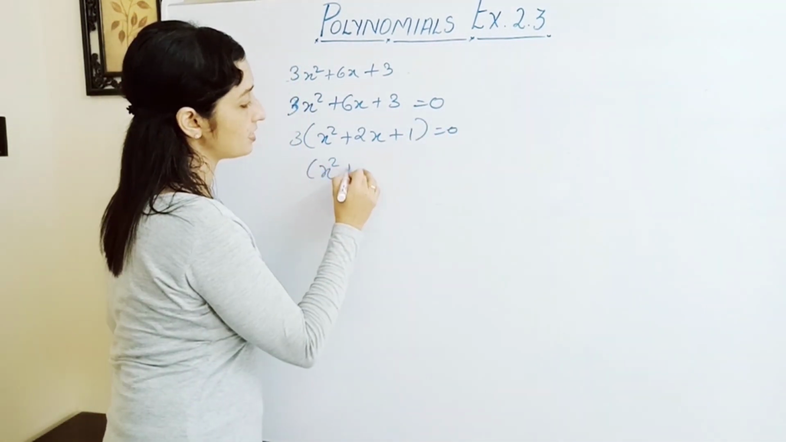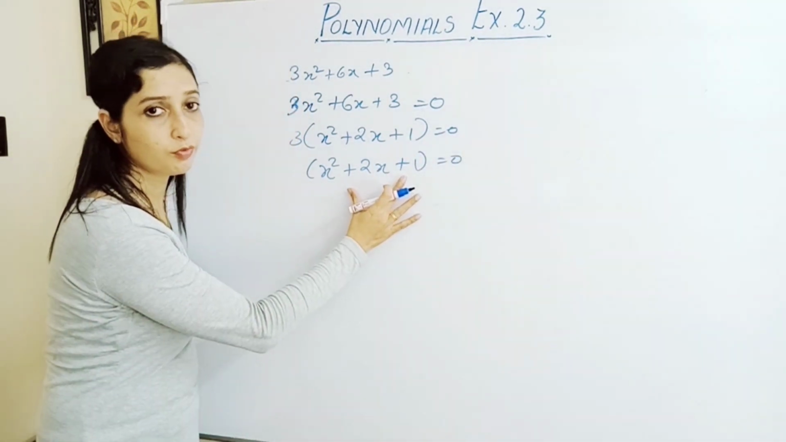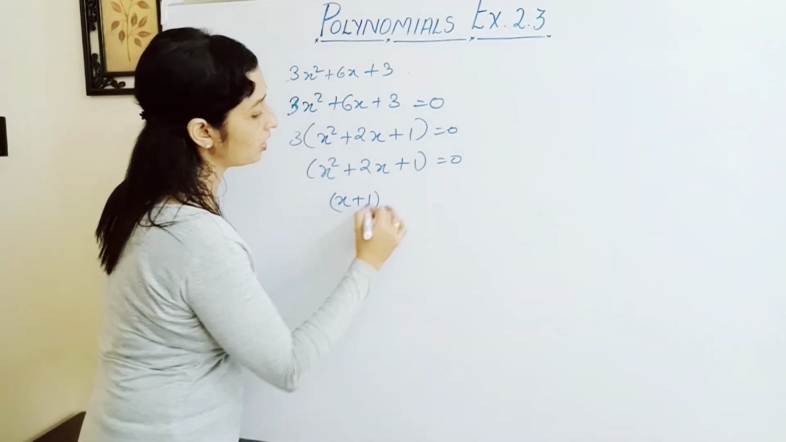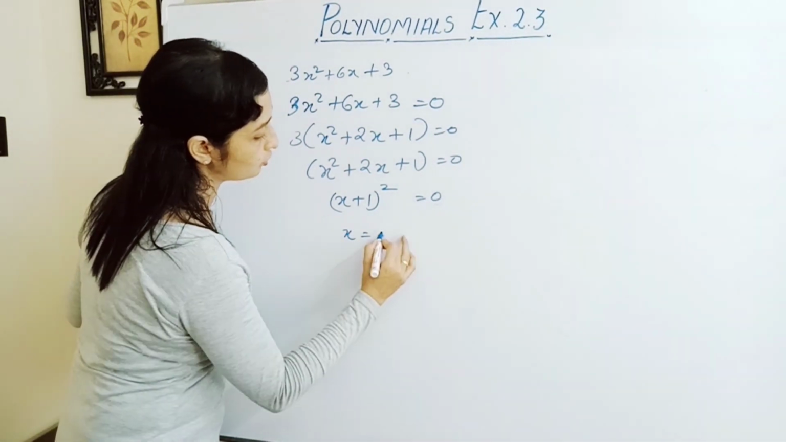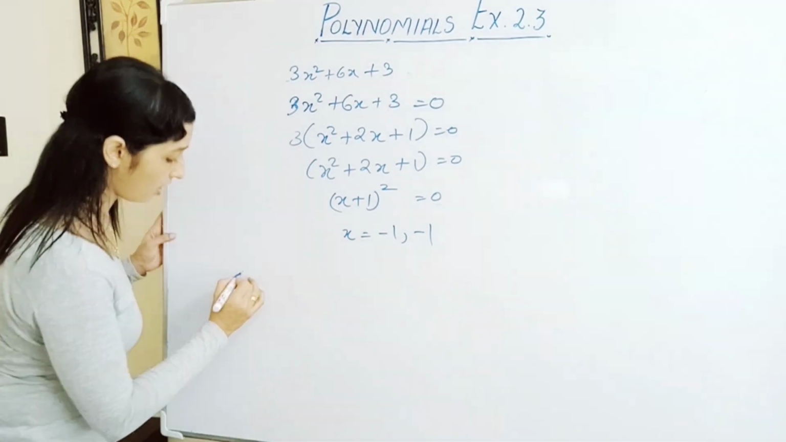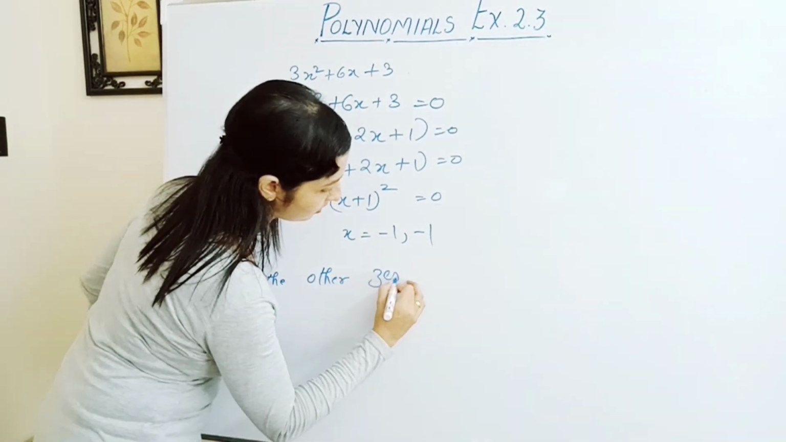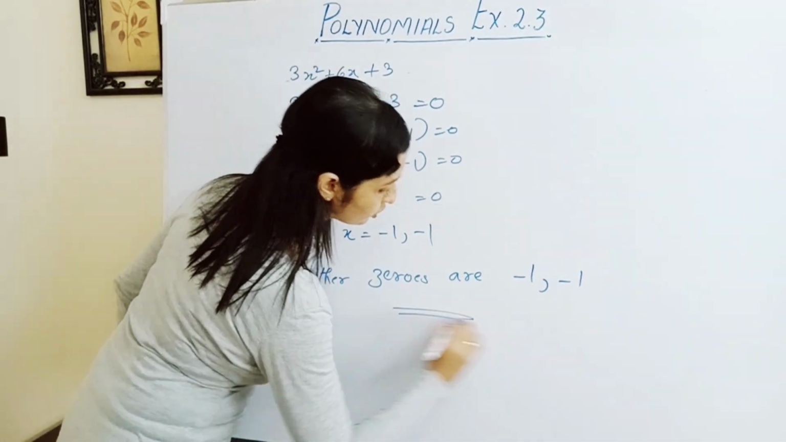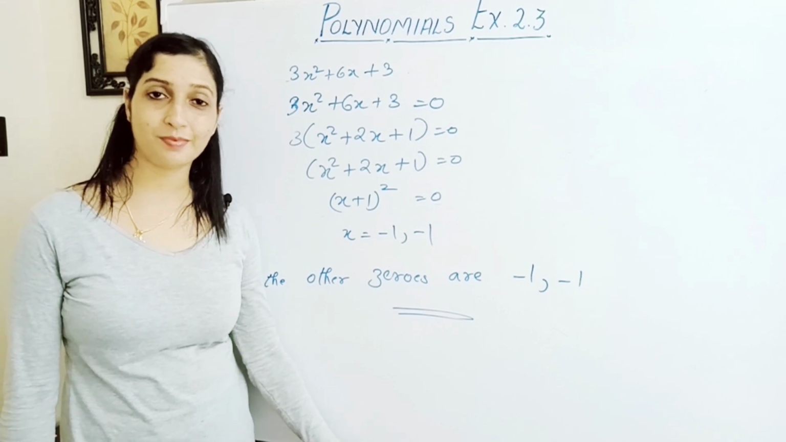This can be written as x square plus 2x plus 1 equals 0. Now this is of the form x plus 1 the whole square. So I can write it as x plus 1 the whole square equals 0. That is x is equal to minus 1, minus 1. Therefore the other zeros are minus 1 comma minus 1. This is your answer. So now let's move on to our next question, which is question number 4.